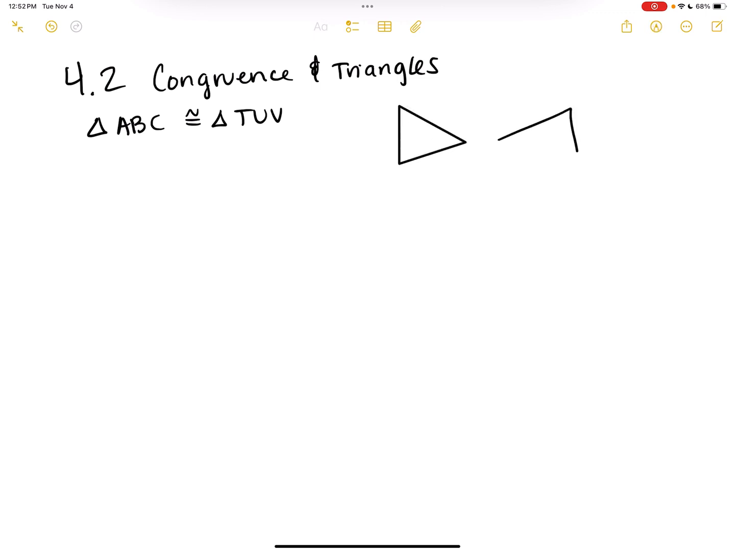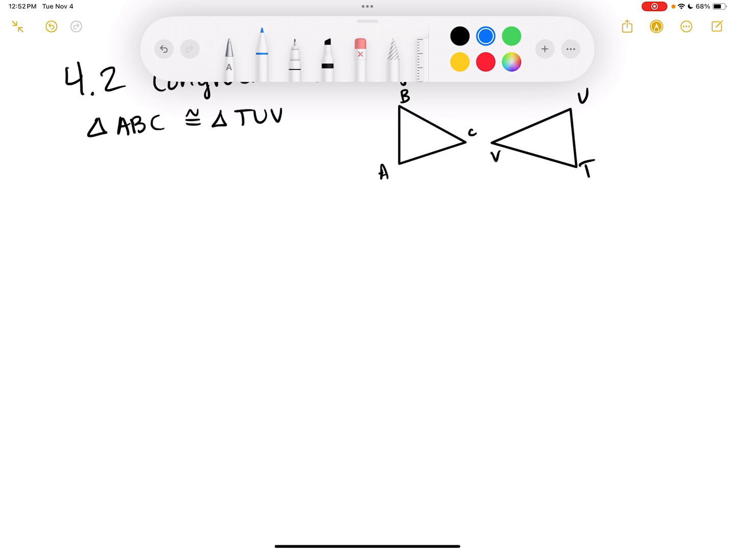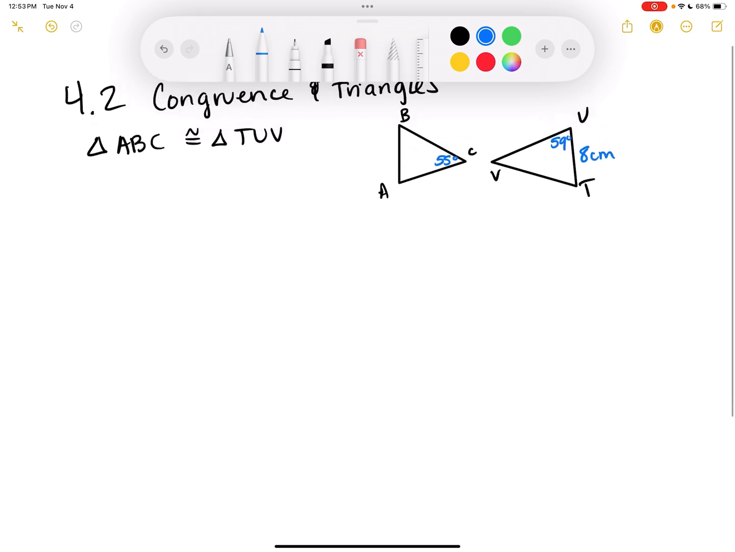I'm going to do my best. So this is A, B, C. And this is V, U, T. And then they give us, this is 59 degrees. This is 55 degrees. Sorry, that's kind of tiny. And then this is 8 centimeters over here. So that's the distance there.